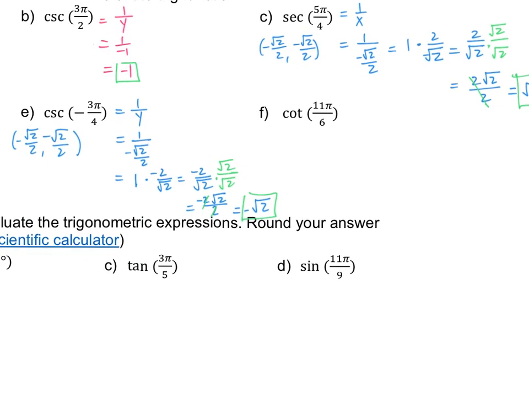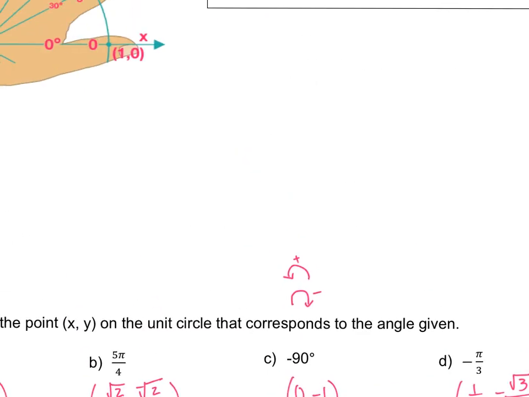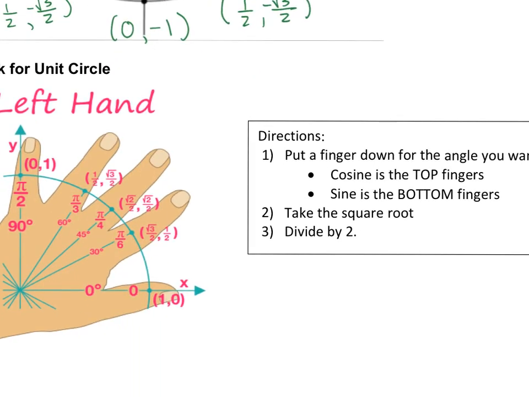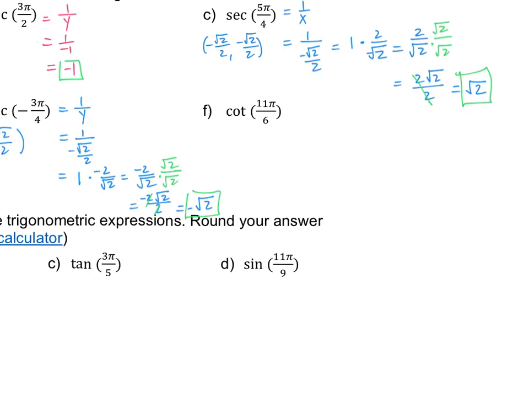For cotangent, I'm going to go to my unit circle at 11 pi over 6, which I think is in the fourth quadrant, but let's just double check here. So 11 pi over 6 is right here, and my coordinate is root 3 over 2 and negative 1/2, and it is in the fourth quadrant. So this is going to be root 3 over 2, negative 1/2. The y is negative since we're in the fourth quadrant.